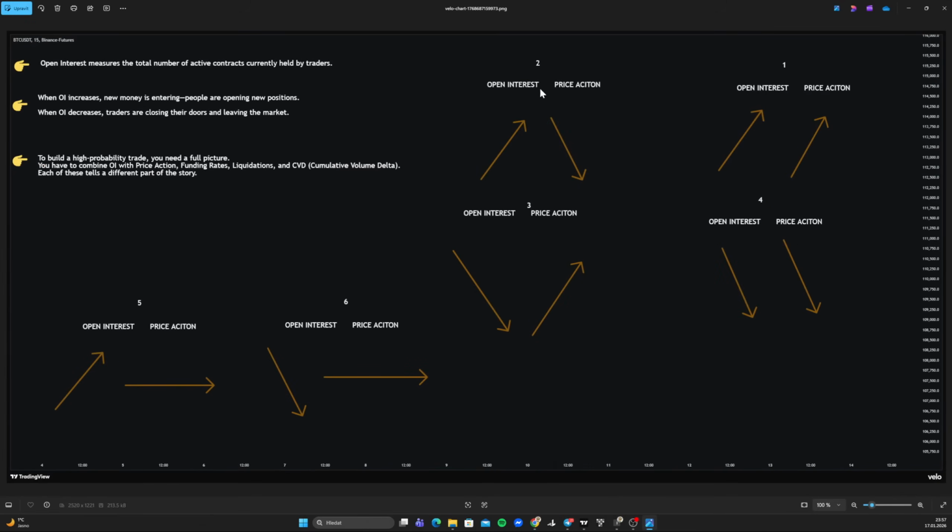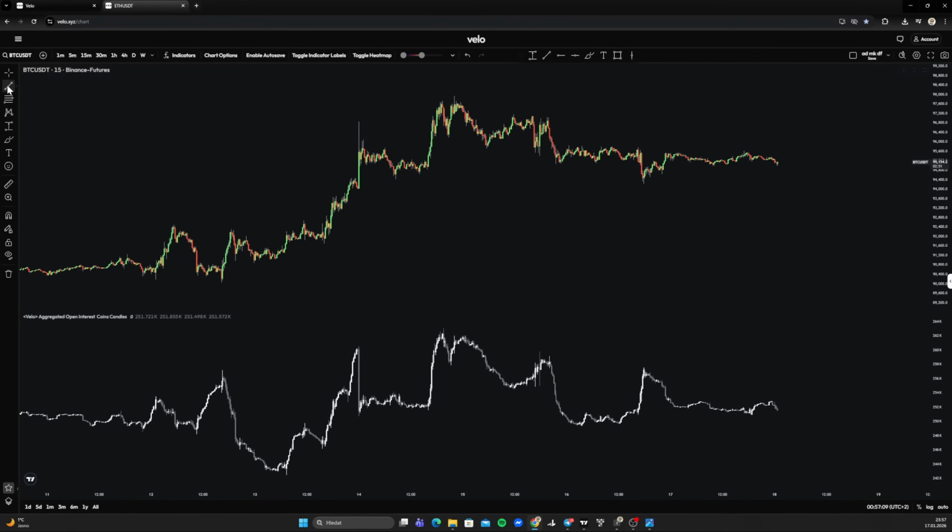The second one is when open interest is up and price action is down. So we will find a scenario where open interest is up, it's here, and price is down.